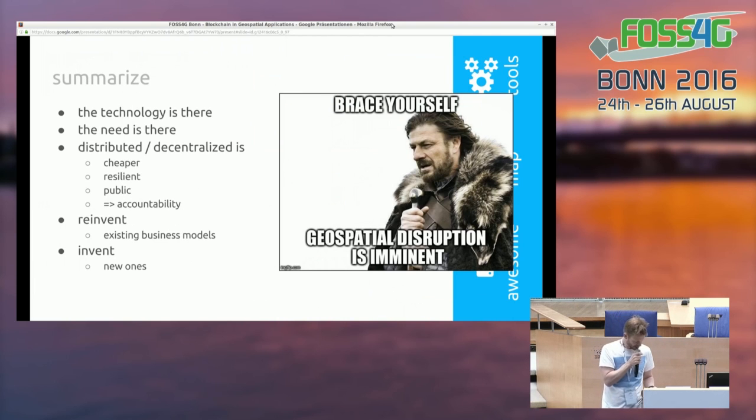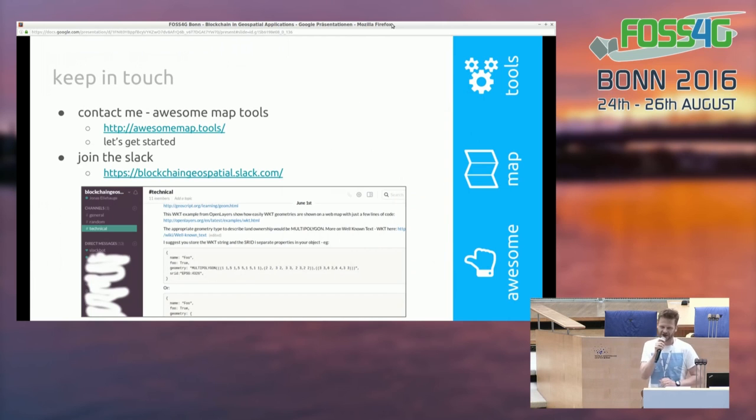So just to summarize, the technology is there, the need is there. A distributed or decentralized system is cheaper to run. It's more resilient to attacks and failure. The fact that the registry is public enhances accountability, particularly in the public sector. And so let's go ahead and reinvent existing business models over this architecture and invent new ones as well.